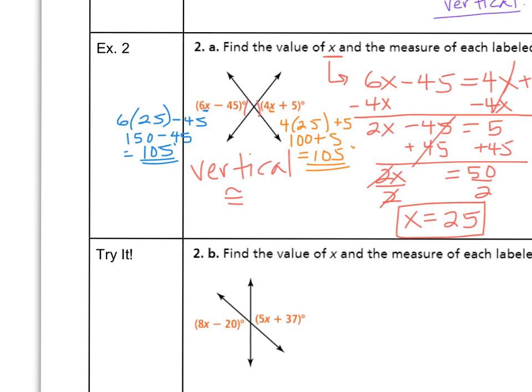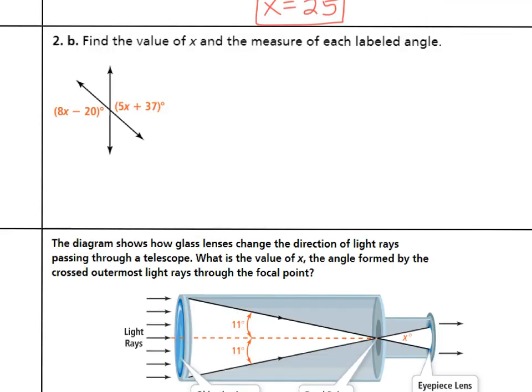So I'm going to have you try the next one on your own. Let's take a look. Really, it's the same set of directions. Find the value of x and the measure of each labeled angle. So go ahead and pause the video. You don't have to write the word pause, but pause the video and see if you can set up an equation to solve for x. Once you solve for x, find the measure of each labeled angle. After you've done those three things, press play and we'll see how it went.